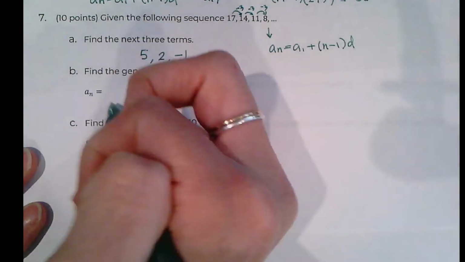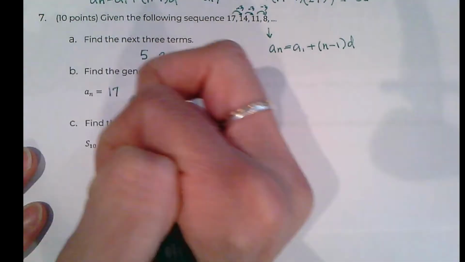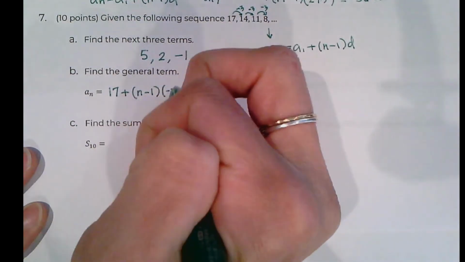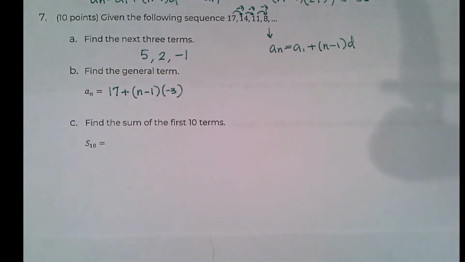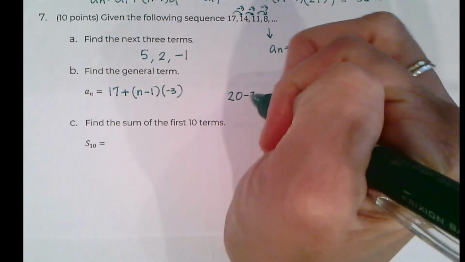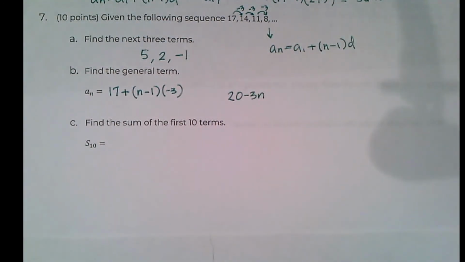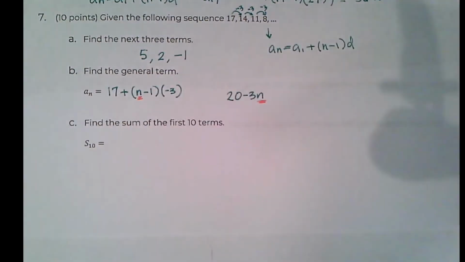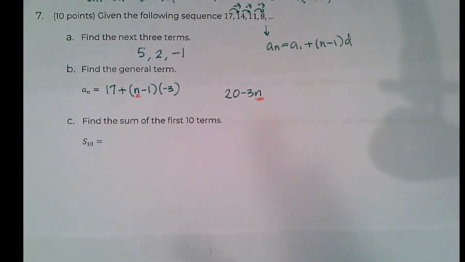And then just plugging and chugging. So first term is 17 plus n minus 1 times that -3. And again, you could have put the negative out in front. You also could have written this more like an equation for a line. It could have been 20 minus 3n. Lots of different ways. Only thing that I see students make a mistake on is not leaving an n here for me to be able to plug in.